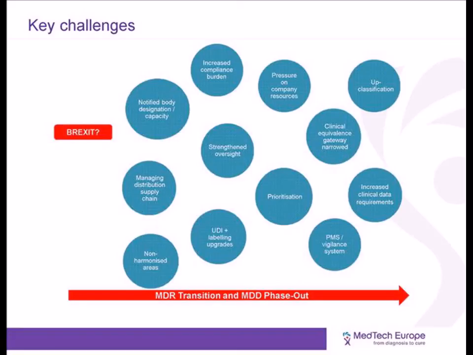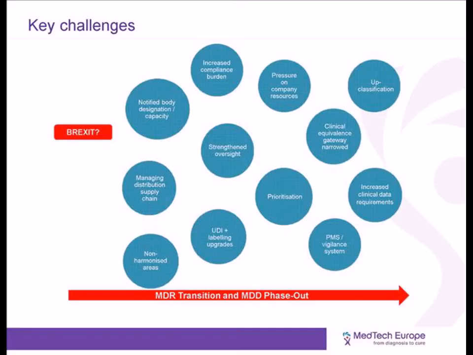In terms of company personnel, there will also be pressures both during and after the transition period. Both manufacturers and authorized representatives will need at least one designated person responsible for regulatory compliance, and this person must be in place by no later than 26th of May 2020. These individuals will assume broad responsibility for the organization's regulatory compliance, and the role has some similarities with the pharmaceutical requirements for qualified persons. Realistically, these individuals will have to be identified and appointed early on during the transition period.